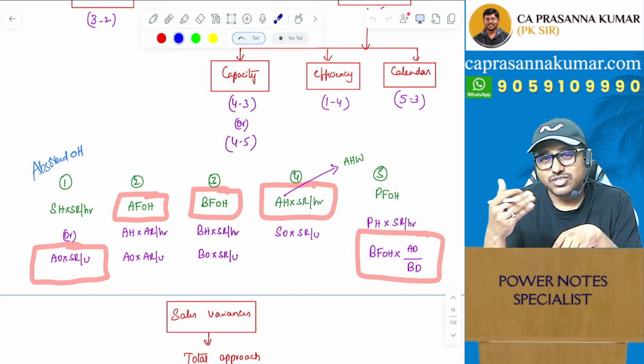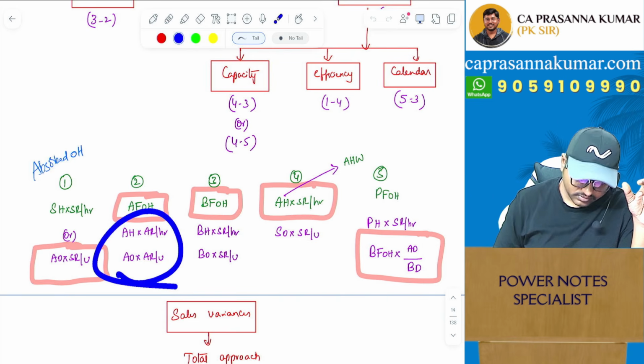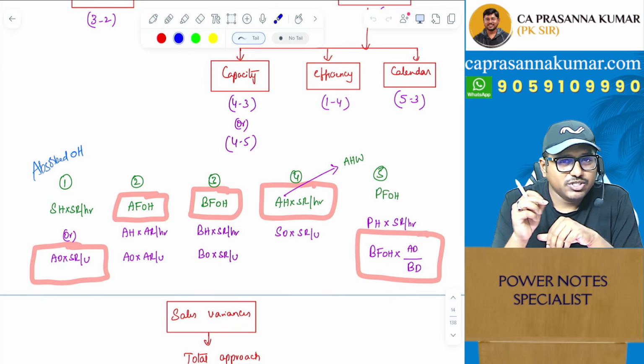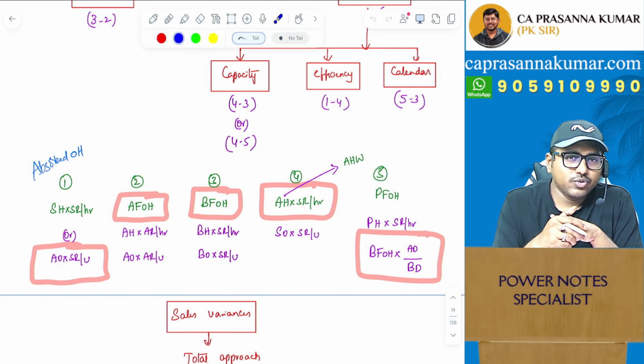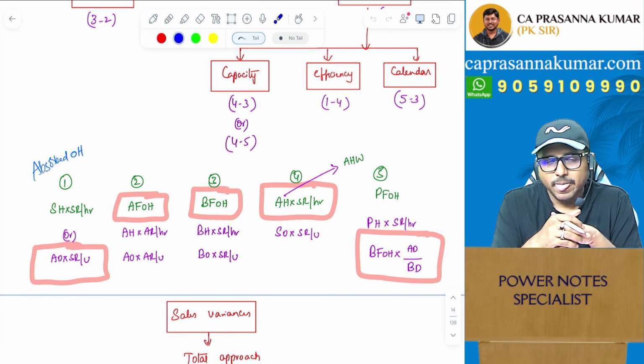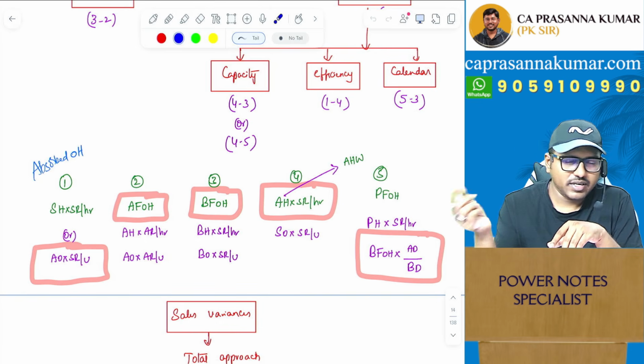Actual hours into actual rate per hour. Actual output into actual rate per unit. Third one, budgeted fixed overheads, which is nothing but budgeted hours into standard rate per hour, or budgeted units or output into standard rate per unit. Fourth one, actual hours into standard rate per hour. Actual hours worked into standard rate per hour here.